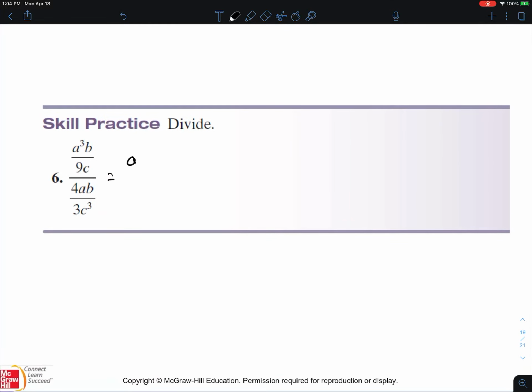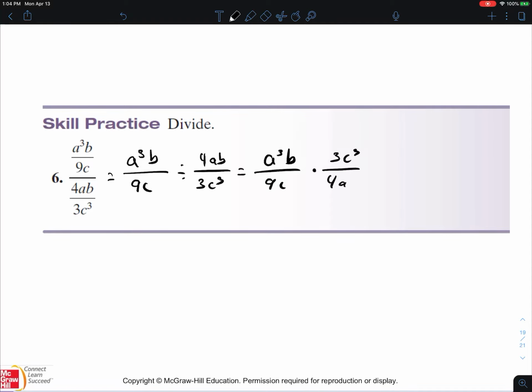Here's the same thing, so I have a cubed b over 9c, and then I have 4ab over 3c to the third power. So I'm going to keep this one, change the operation, and find the reciprocal. Now once I do that, I'm just going to cancel out. So cancel out the b's. I'll cancel out 1a. Cancel out the c, so that becomes a 2.